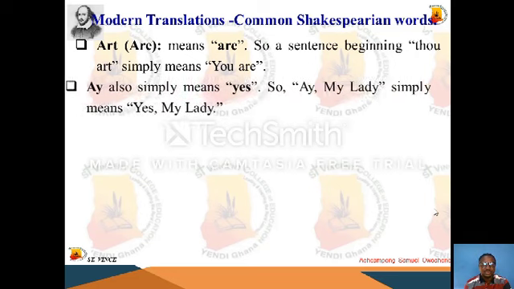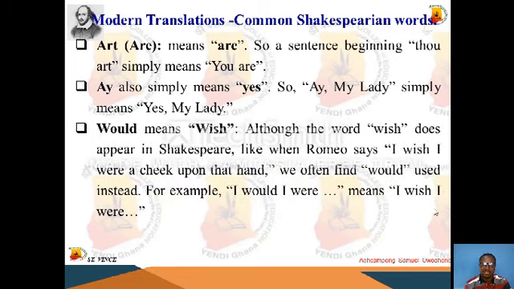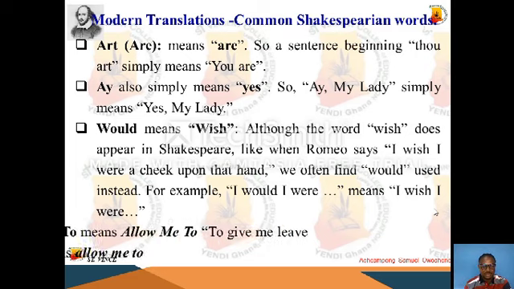So it's simple. AY simply means yes. So AY, my lady simply means yes, my lady. You come across most of these words in Shakespearean writings. And then would means wish. Would means wish. Don't get confused. Although the word wish does appear in Shakespeare, like when he says in Romeo and Juliet, which we will look at, I wish I were a cheek upon that hand. We often find would used instead. For example, I would I were, which means I wish I were. So when you see would in Shakespearean texts, understand that it means wish and not the same would as you and I are conversant with.